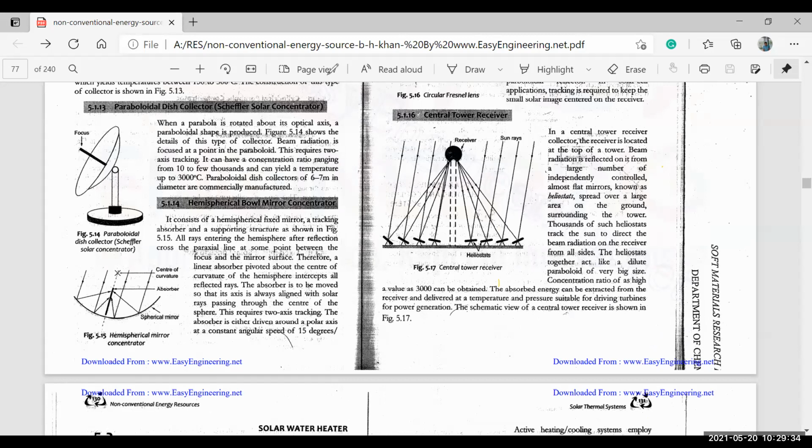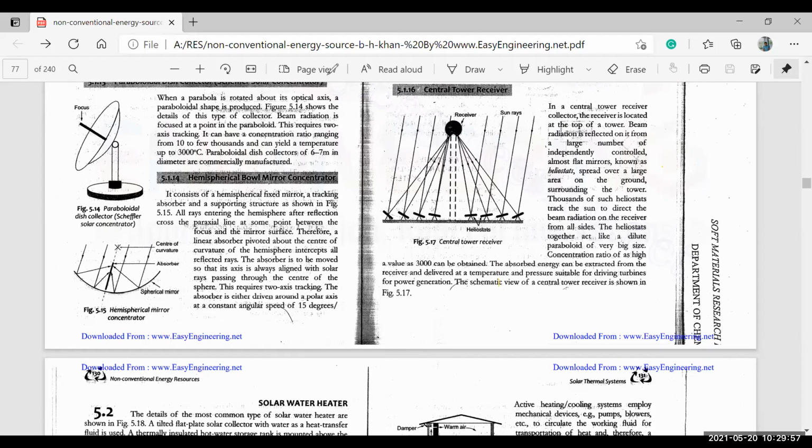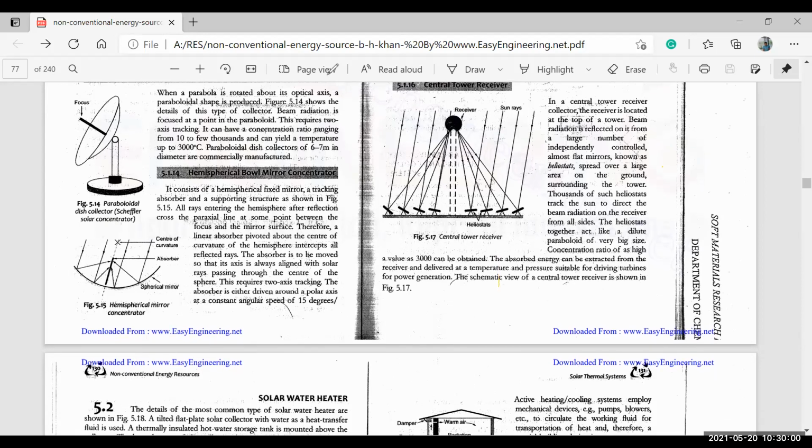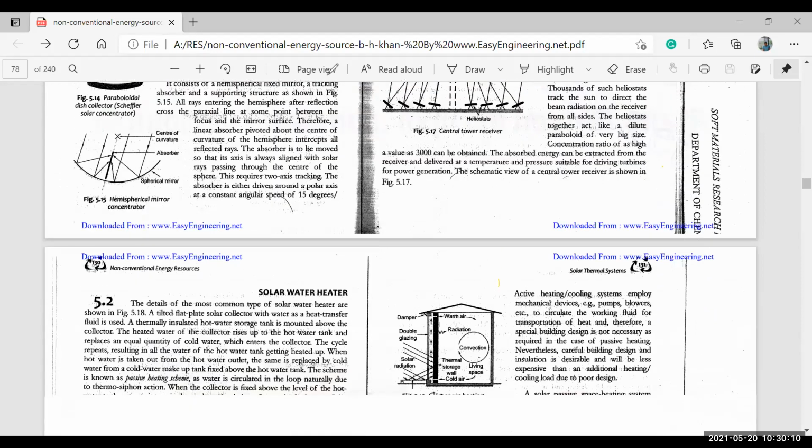Like if it is a tower part, central tower receiver, you could see how it will be at the top of the thing and it will be reflected back with this. Okay, so you see the concentration ratio as high as a value of 3000 we obtain. The absorbed energy can be extracted from the receiver and delivered at temperature and pressure suitable for driving turbines for power generation. The schematic view of central tower receiver is shown this kind.